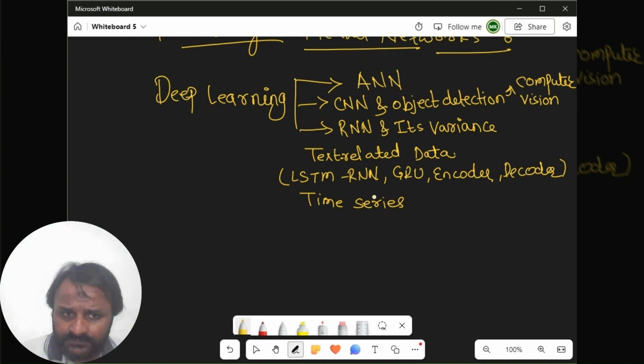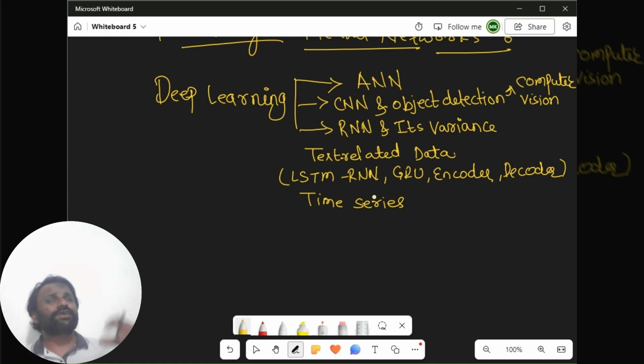Once you understand deep learning, ANN, CNN, and RNN and its variants like LSTM, GRU, encoding, decoding. Why is encoding, decoding there? Because when we're talking about textual data, I already made one video, so please follow that video on mastering with generative AI. Whenever textual data is there and you want your machine to understand it, obviously you need natural language processing concepts as well.